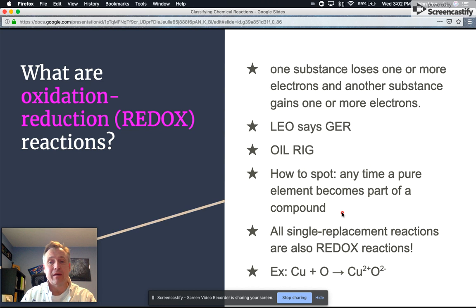And how to spot it? It is a pure substance on the left reacting. And a lot of times it's going to be reacting with oxygen too, just a hint. Also, all single replacement reactions are redox reactions, because in all single replacement reactions, you have one standalone element, right, by itself. So it is gaining or losing electrons in that process.